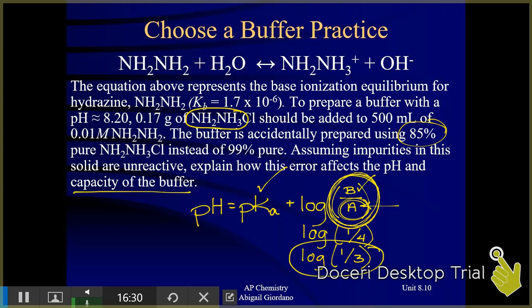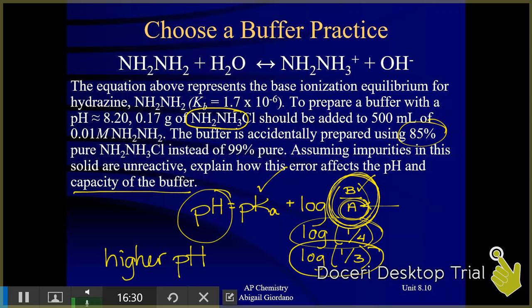Taking the log of numbers less than 1, like a fraction, 1 over 3, gives you a negative number. And that number is not going to be as negative. Okay, this would be a more negative number. So how is that going to affect the pH? You have to think about this sort of mathematically. Having the pKa plus a not as negative number is going to give us a higher pH.